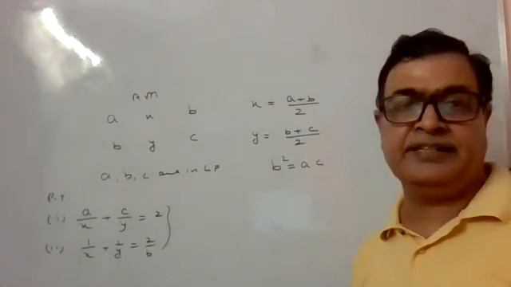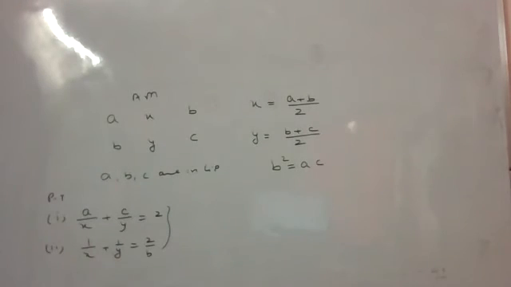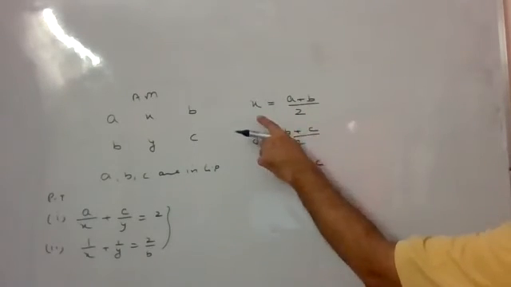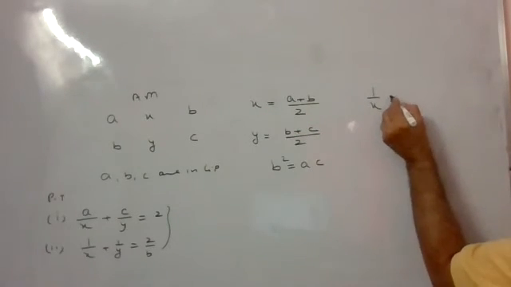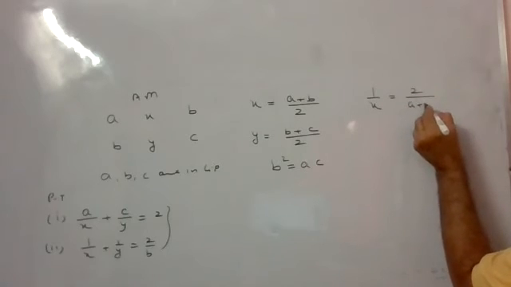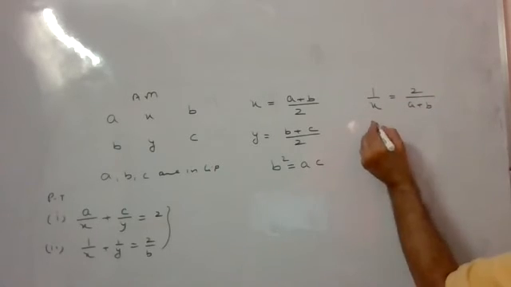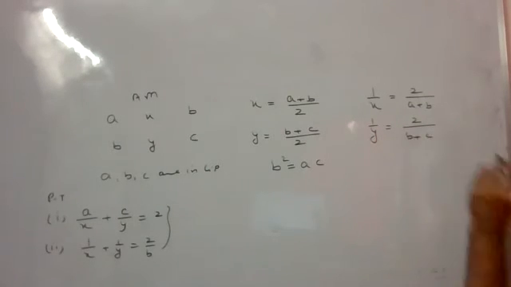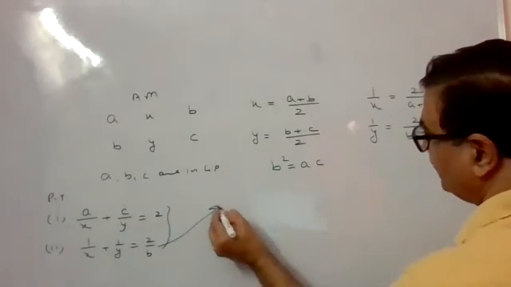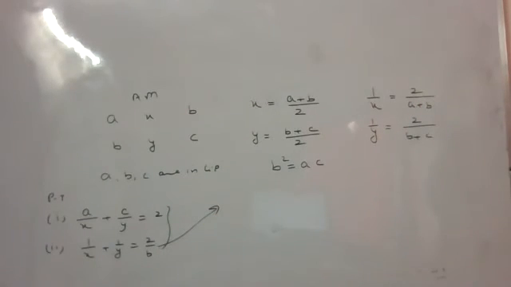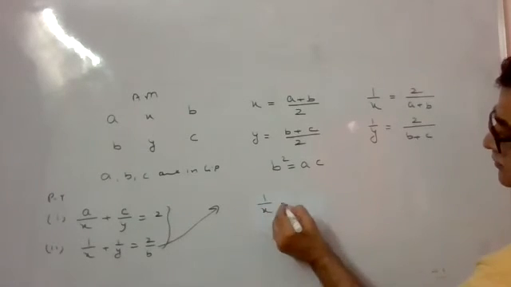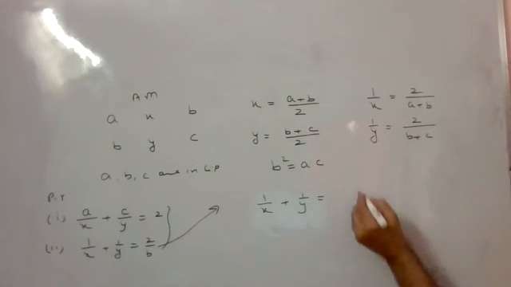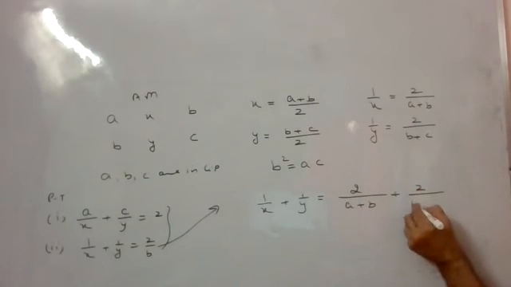Now I want A by X plus C by Y should come as 2. So first let us find the value of X; here the reciprocal can be taken. We will say 1 by X will be 2 by A plus B, and here we take 1 by Y equal to 2 by B plus C. First I am proving this result, then we do the other one. I have 1 by X plus 1 by Y. So what should I write here? 2 by A plus B plus 2 by B plus C.